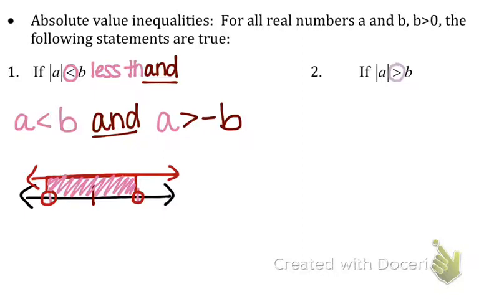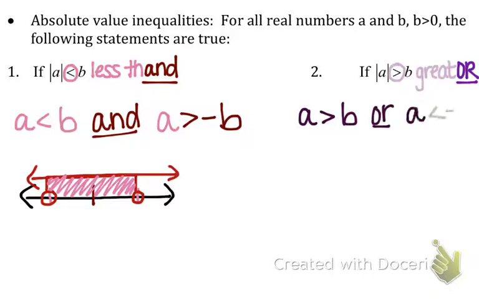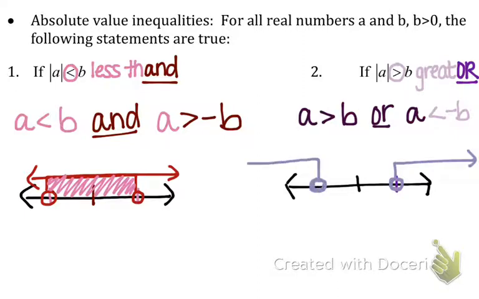Now let's look at number 2, and we have the absolute value of A is greater than B. So we are going to use greatOR. Whenever you see the greater than inequality symbol, this is going to turn into an or inequality. So in this case, A is greater than B, or A is less than negative B. Remember that or inequalities look like the type where the solution is two separate parts, but we include both parts in the solution, so we would join these two sets together with the union.